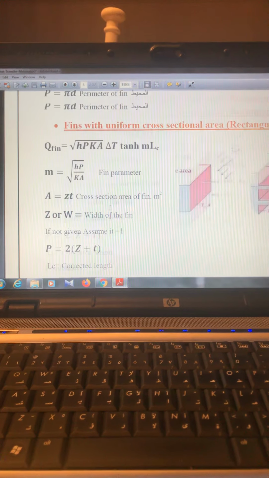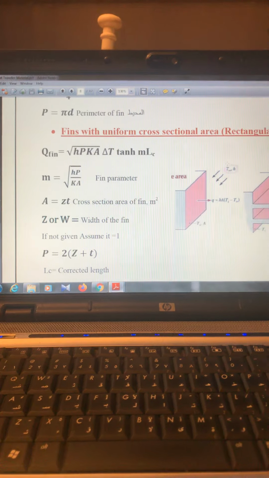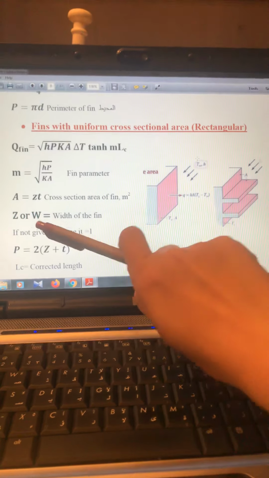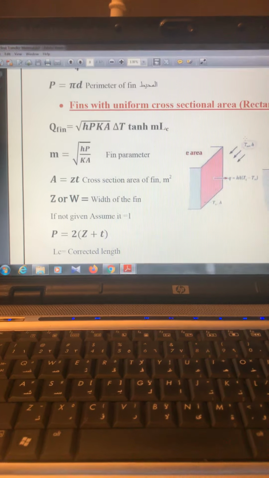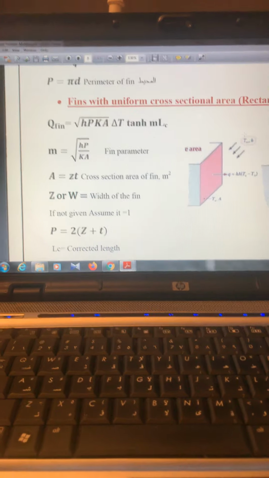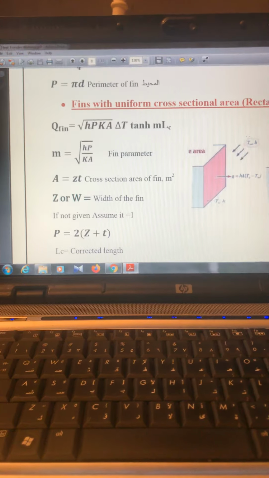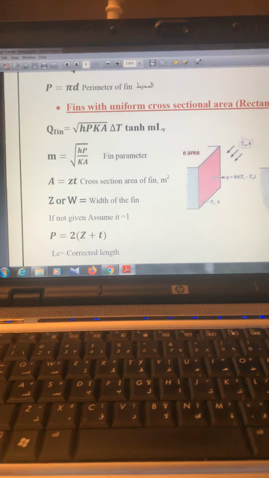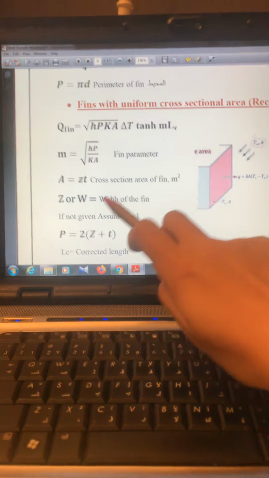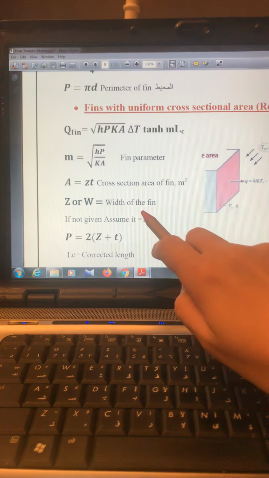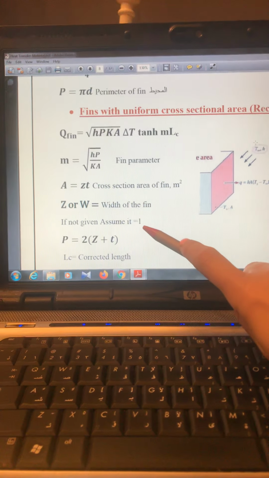The other thing that I want to make sure that you understand is in the rectangular. Okay, in the rectangular, there is something called Z or W. Z or W is the cross section, it is the width of the fin. If it's not given, you make the assumption that it equals 1.